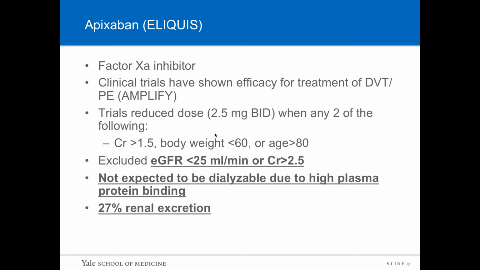Second is Apixaban or Eliquis, also a factor 10A inhibitor. Clinical trials have shown its efficacy in DVT and PE. The trials actually reduced the dose to 2.5 BID for any 2 of the following 3, which included creatinine above 1.5, body weight less than 60, and age above 80. The studies completely excluded patients with GFR less than 25 or creatinine above 2.5. Eliquis also has a high plasma protein binding and thus cannot be dialyzed. However, its renal excretion is only 27%. And if future trials show that it can be used safely in CKD patients, then this is a promising alternative.